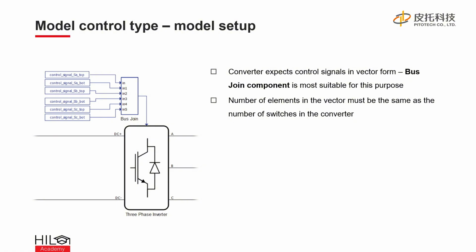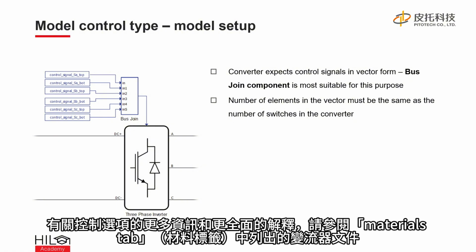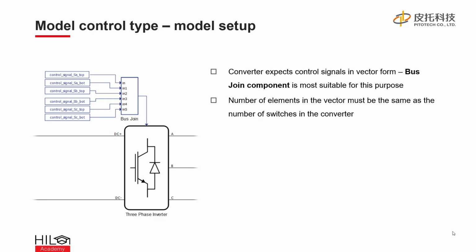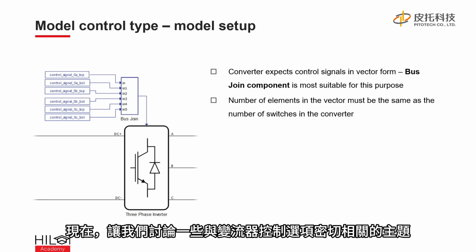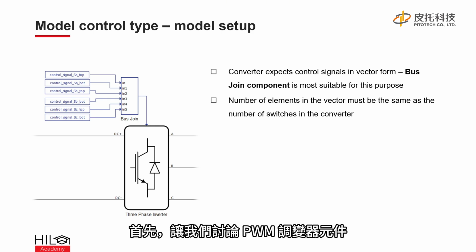We have now reviewed every available control option. For more information and a more comprehensive explanation of the control options, please refer to the converter's documentation listed in the Materials tab. Now, let's cover some topics that are closely related to the converter control options. First, let's discuss the PWM modulator component.